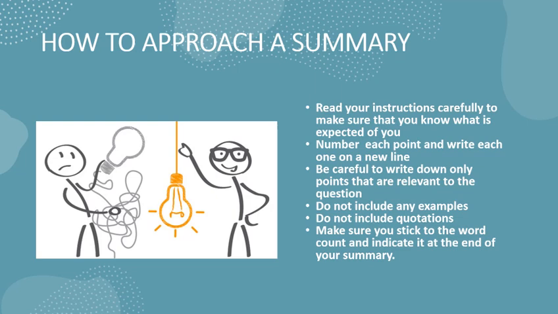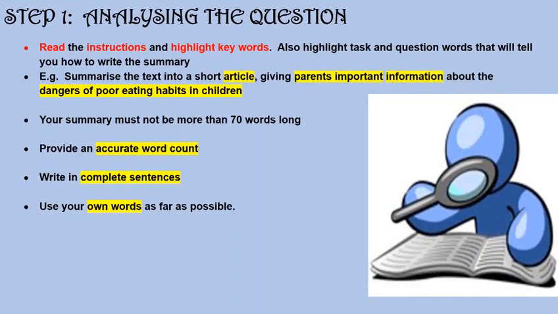Also make sure you stick to the word count because it says 70 or 80 words and you must stick to that word count. Count your words and write it down at the end. Make sure you stick to it and also then indicate it at the end of your summary. All right, there are a few steps. Now I've given you a global idea of what you are going to do, but now step by step.